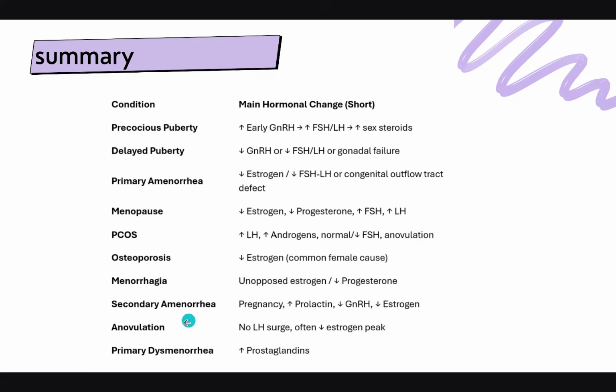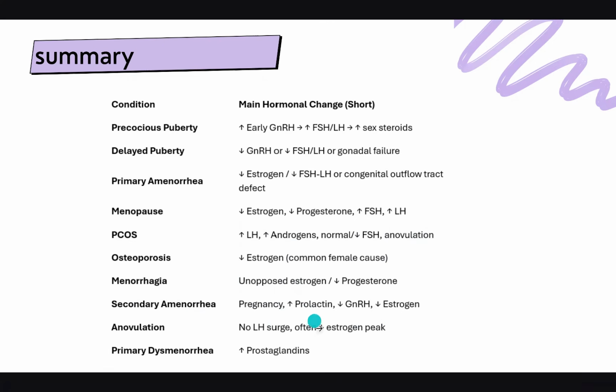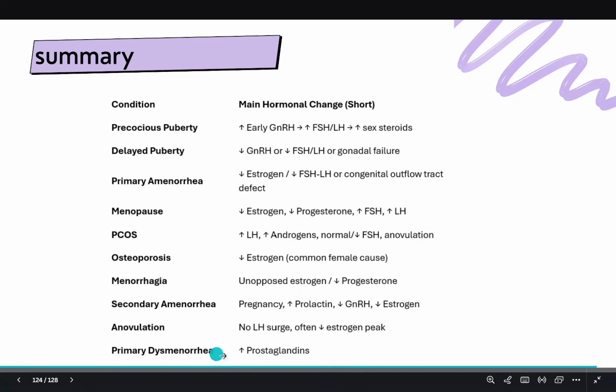Menorrhagia, again, I mentioned this before. Secondary amenorrhea happens because of increased prolactin or pregnancy and low sex hormones. Again, this is anovulation, and primary dysmenorrhea, as I mentioned, is because of prostaglandins.